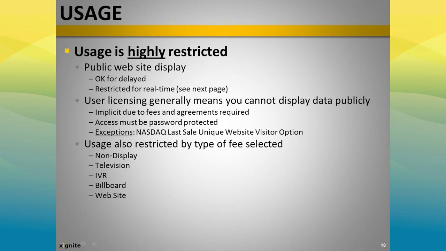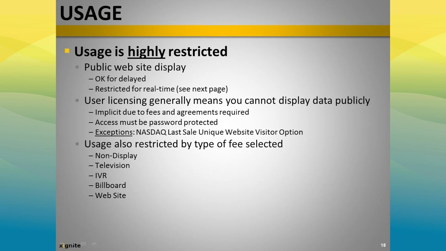Usage, of course, is highly restricted. Sometimes it's restricted by agreement. Sometimes it's only restricted because of the fees. That's so significant that if you were not to follow the rules, you'd have to pay a massive amount of money to the exchanges. So public website display is allowed for delayed data. It's restricted for real-time data, and we'll talk about it next page. User licensing generally means you cannot display real-time data publicly.